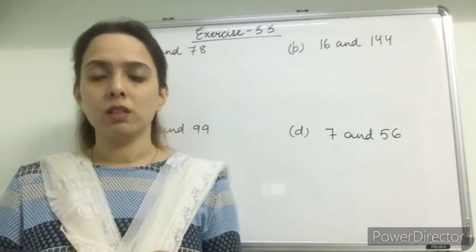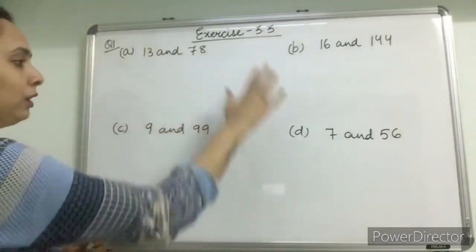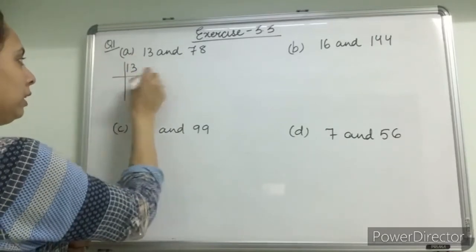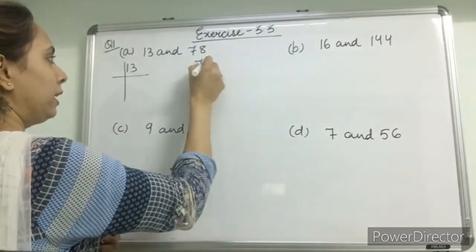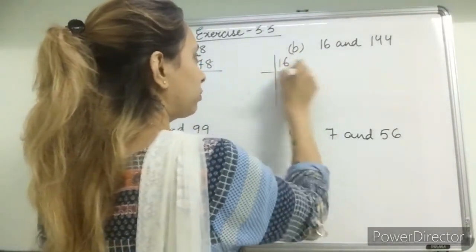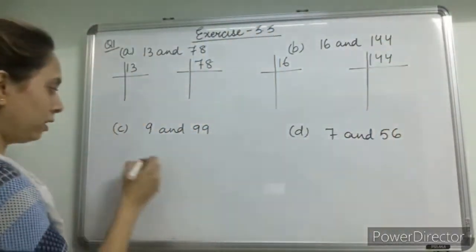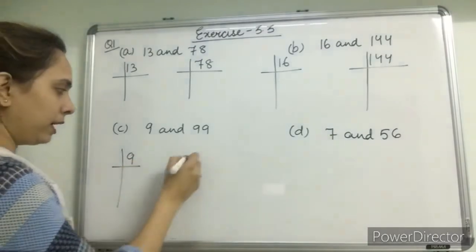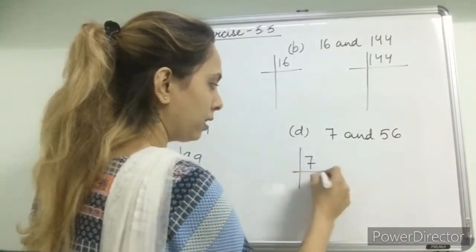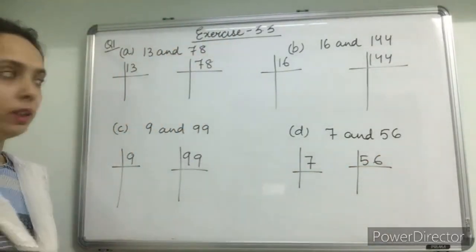But here we will perform prime factorization for all these numbers. So first 13 and 78, then 16 and 144, then 9 and 99, and then we will do 7 and 56. We will find out the HCF in all these answers.